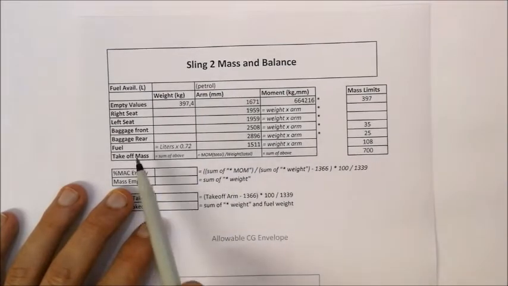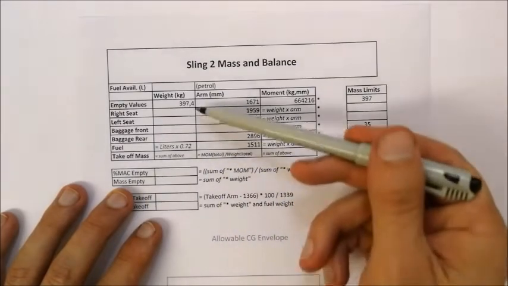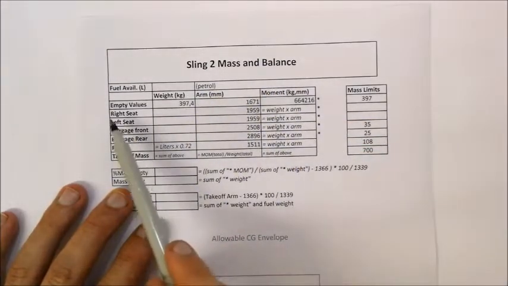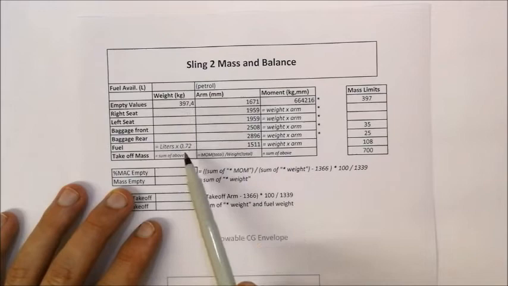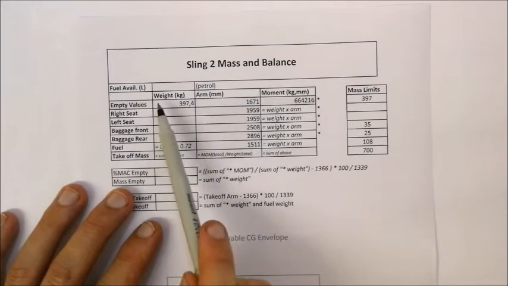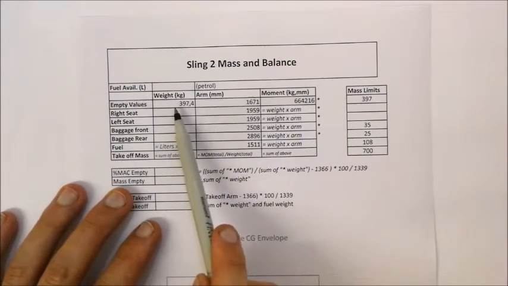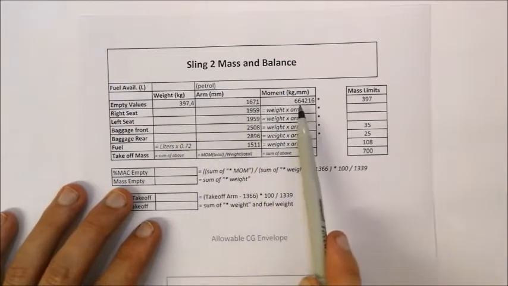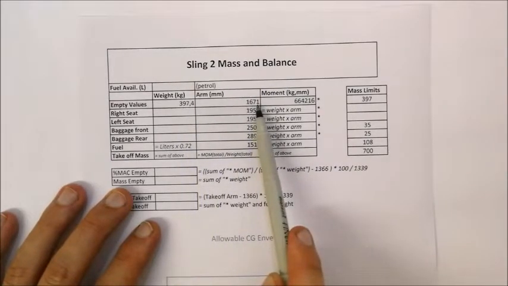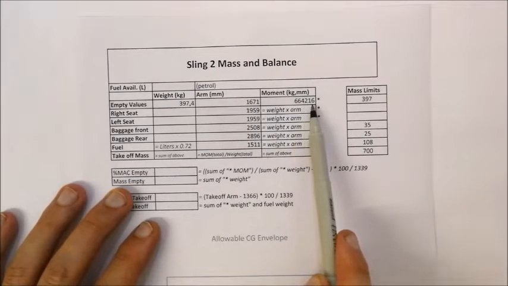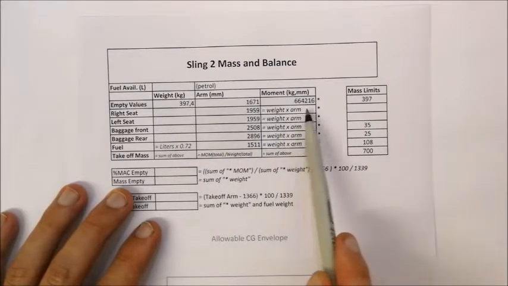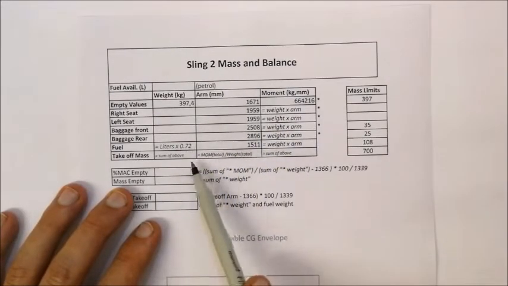Okay, so your takeoff mass is essentially adding up all these weights together, and you've always got to include the empty value of 397.4 to get that sum. And then the moments have to be calculated. So this specific weight or force is multiplied by the arm length to get the moment. For example, 397.4 multiplied by 1671 is equal to 664216. And so each weight over here is multiplied by the arm length to get your moment, and that's done for all of them.